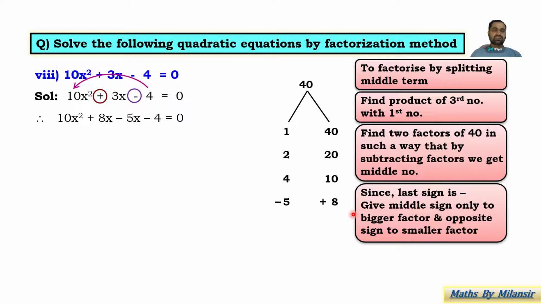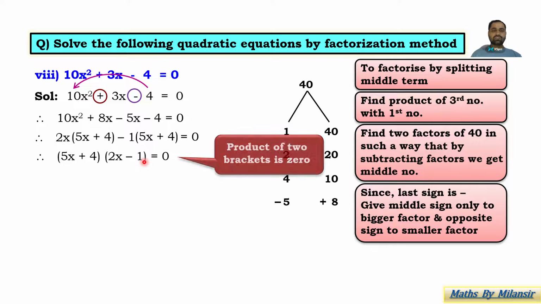So let us write like this: +8x - 5x. Splitting 3x in such a way that +8x - 5x, 10x² and -4 as it is, that is equal to 0. Now from the first two terms, what will be common? 2x is common from the first two terms, so we are left with 5x + 4. Here nothing is common, therefore we have to take -1 as common, so it is 5x + 4, that is equal to 0. Now 5x + 4 into 2x - 1, that is equal to 0.